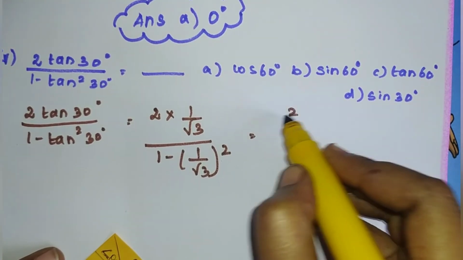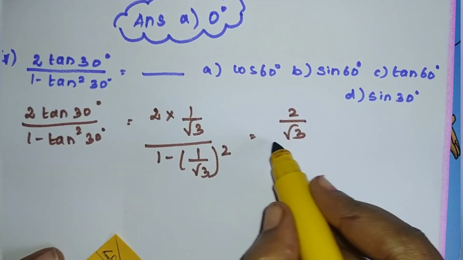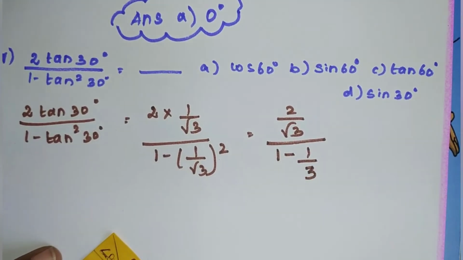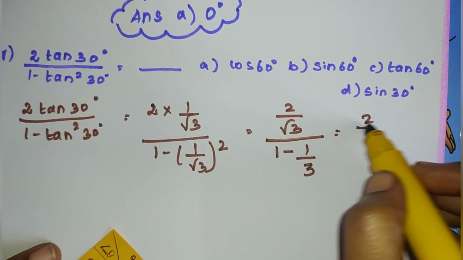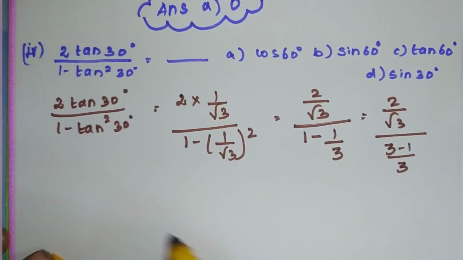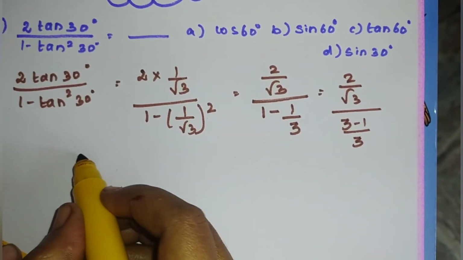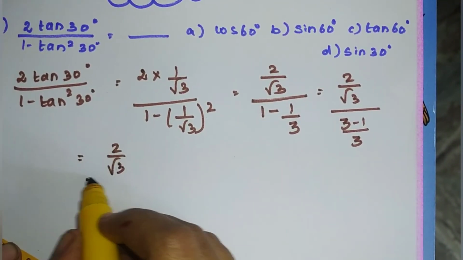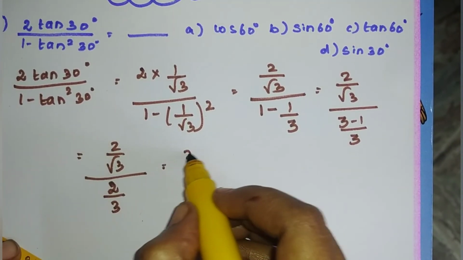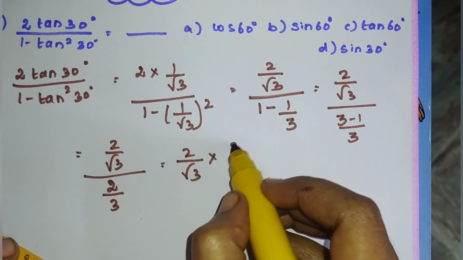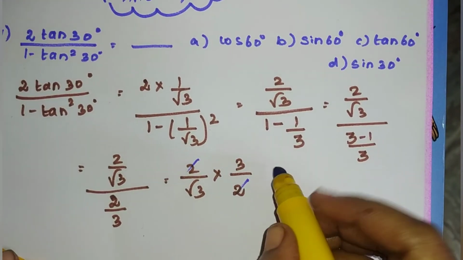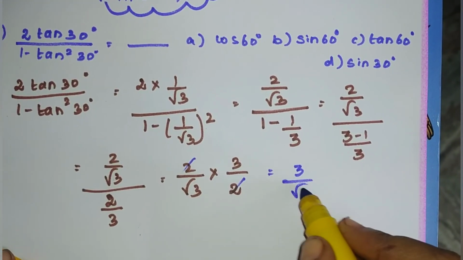2 ones are 2, so 2 by root 3. Then 1 minus the square, which is 1 by 3, and then take LCM. 3 minus 1 divided by 3. Then 2 by root 3, write the numerator as it is, and then 2 by 3. Reciprocal this one, 3 by 2. Now here we can cancel 2 and 2. Remaining is 3 by root 3.